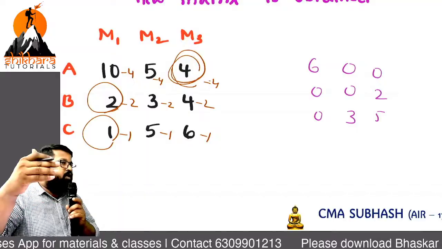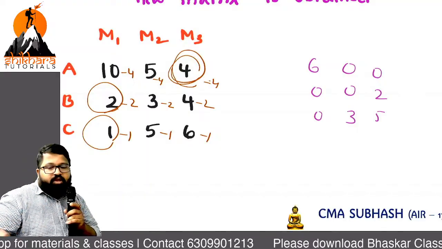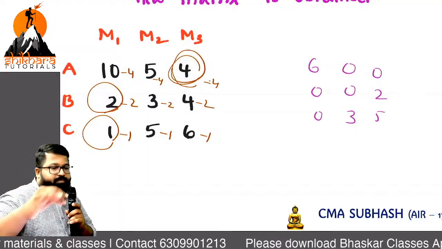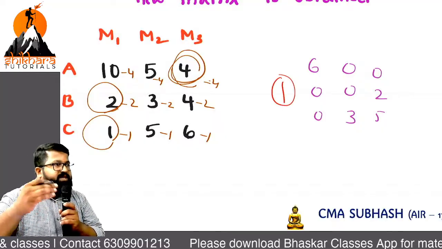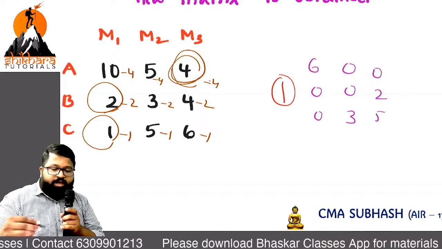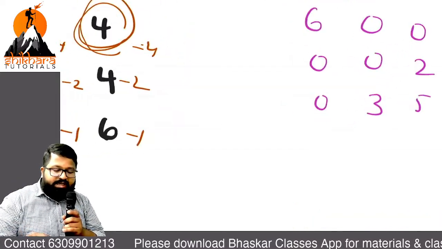If you do everything on that single matrix, the examiner will treat it as one step, and he will give 1 mark for one step. So it is a risk for you. A stepwise presentation is required here. Okay, so now, test for optimality.